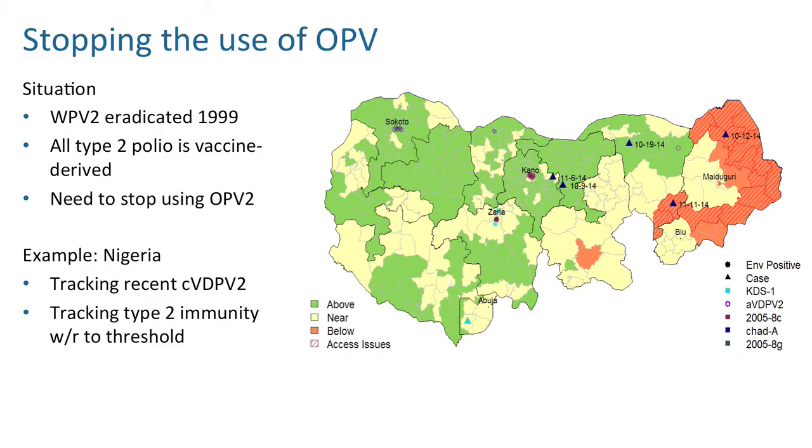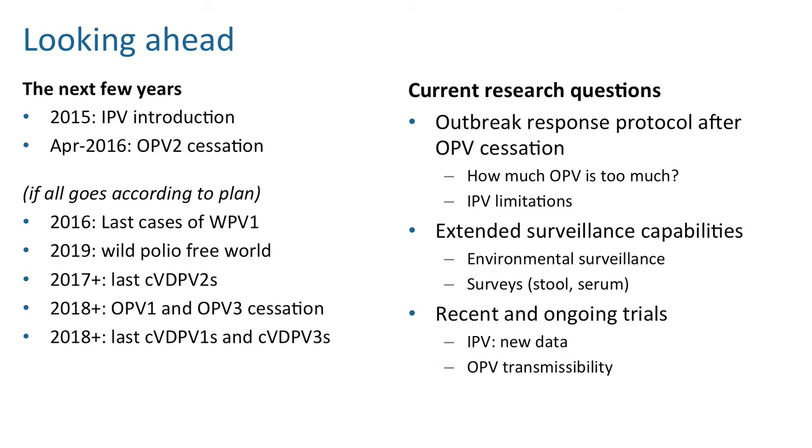This is a focus on Nigeria. You'll notice there's quite a few vaccine-derived polioviruses, and this is an example of how we might use mapping and modeling of immunity to inform the program as to how they can track and monitor their type 2 viruses. To save on time, I'll just jump to the last slide and try to give you an idea of where the program is going next.